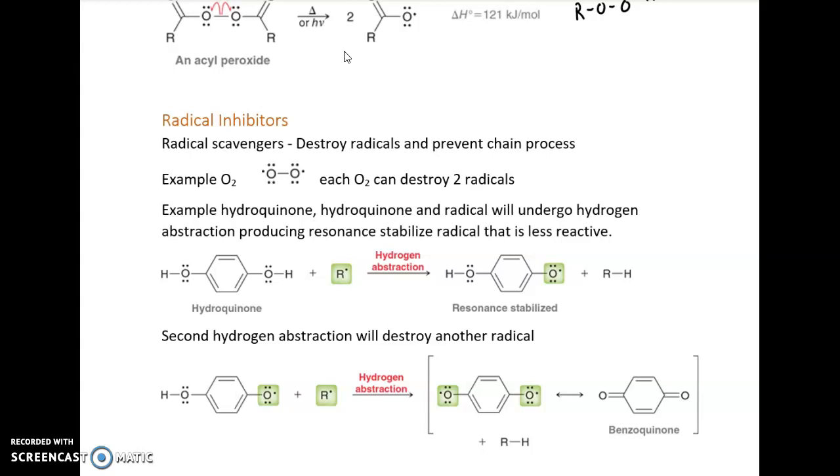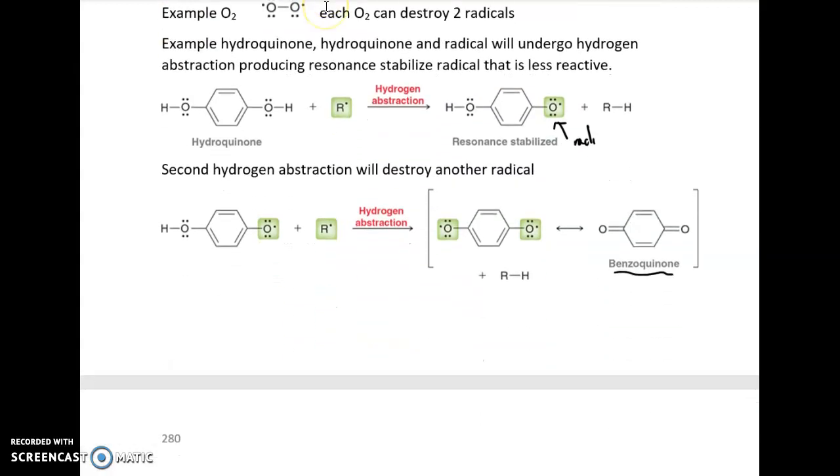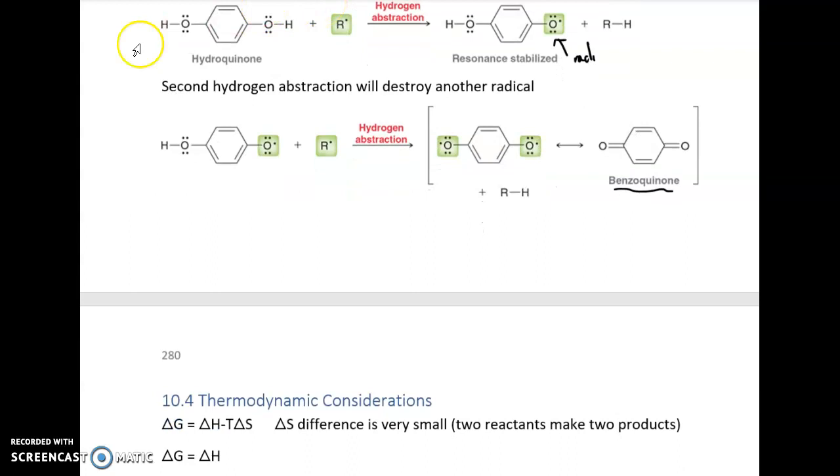And hydroquinone also is a very good inhibitor because it has a radical here, but it's resonance stabilized, and so it doesn't react as easily. The second hydrogen extraction destroys another radical. So each molecule of hydroquinone can get rid of two radicals, and then the hydroquinone becomes benzoquinone. And so the radicals are completely destroyed.